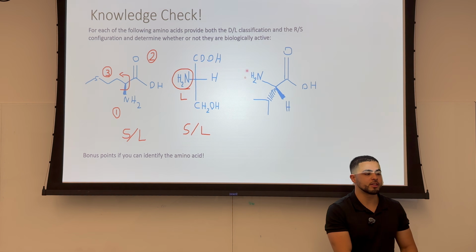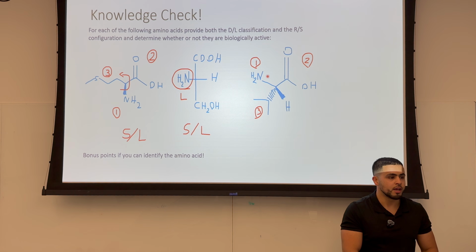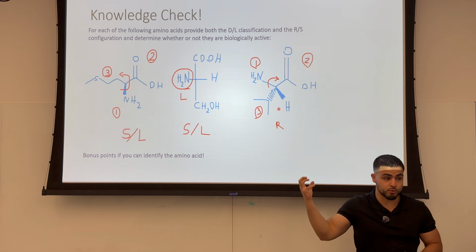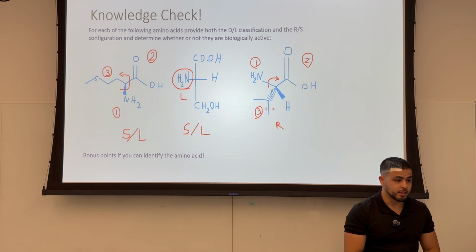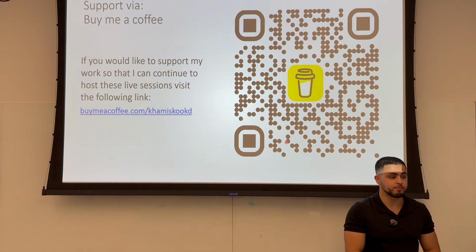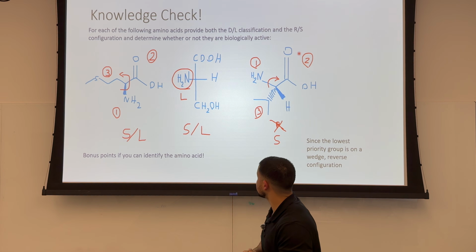All right, finally, we have the structure of valine over here. So again, valine is not an exception. You would go, the amino group is 1, the carboxylic acid group is 2, and then finally the side chain is 3. So you're going in a clockwise rotation, or if you're at that 12 o'clock position, you're going towards the right. So this would be R, right? But remember, because the hydrogen is coming out at a wedge, you have to reverse the absolute configuration, and therefore it'll be the S form, and this would be an L amino acid, and therefore it is biologically active.